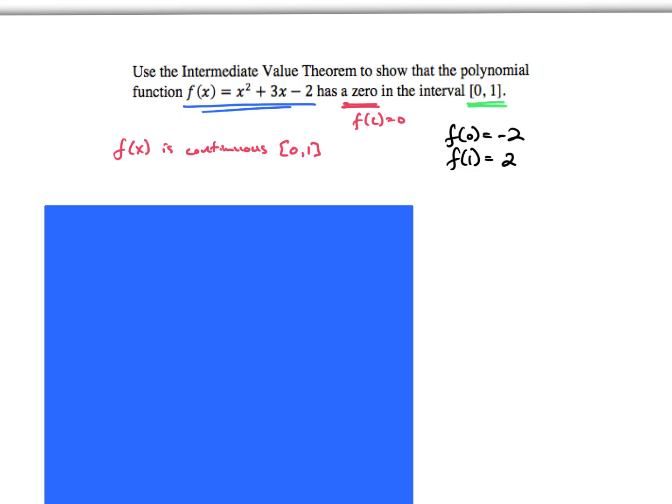Yes, so 0 is in between negative 2 and 2. And that's where we need to show an inequality. So we just say negative 2 is less than f of c, which is equal to 0, which is less than or equal to 2.